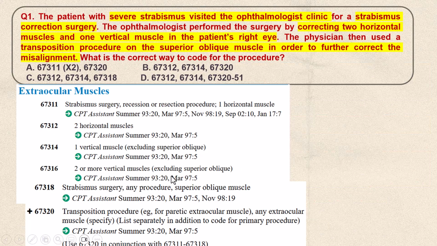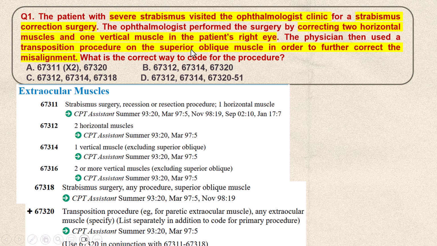Okay, when you go to the codes, you can see this is extraocular muscles. 67311 is strabismus surgery, recession or resection procedure, 1 horizontal muscle. When you read the case, you can see correcting 2 horizontal muscles. So the 2 horizontal muscles are listed in 67312. So this code should be coded. That is available in B and C.